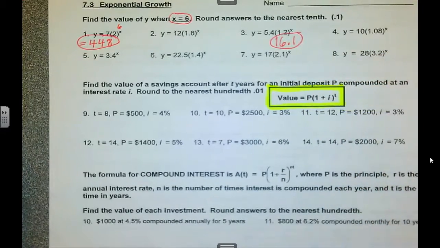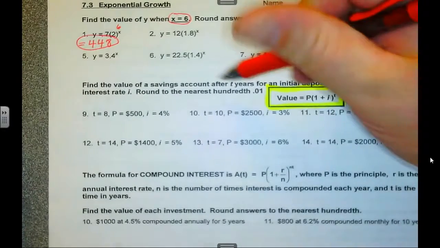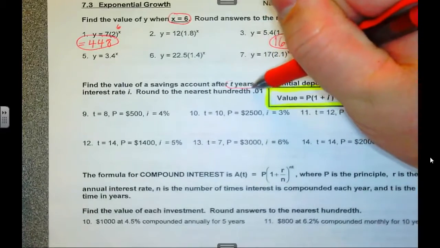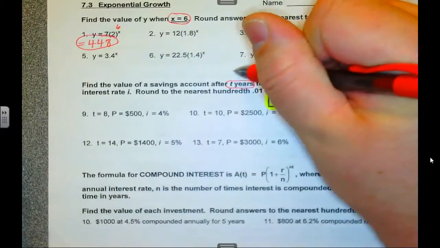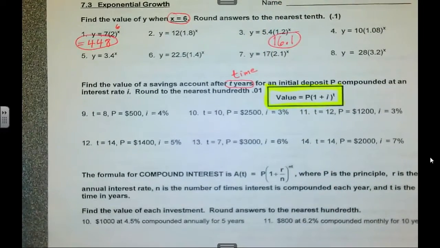Okay. Here's a formula for growth. The value equals P times the quantity 1 plus the interest, raised to the time. So let's make sure we define these. T is years, that's our time. Makes sense to use T, that's time.